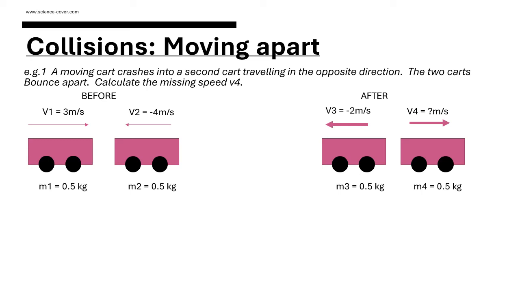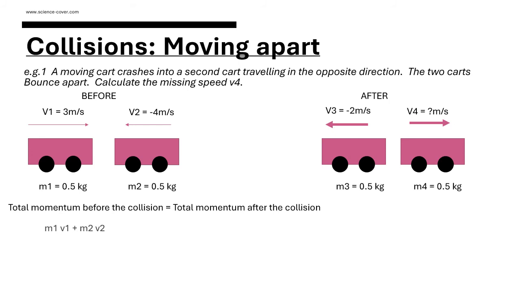So we can see that they came together in the before case because the speeds are 3 meters per second and minus 4 meters per second. And in the after case, they're moving apart where V3 is minus 2 meters per second. We're trying to work out what V4 will be. So the total momentum before the collision has to be equal to the total momentum after the collision. This means now that M1V1 plus M2V2 is going to be equal to M3V3 plus M4V4.